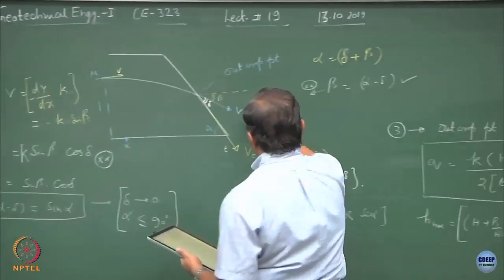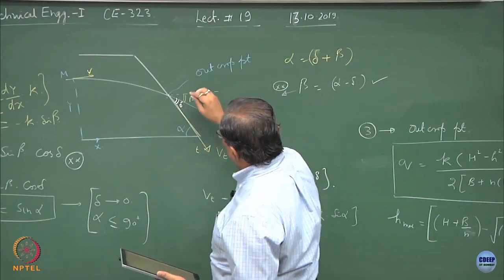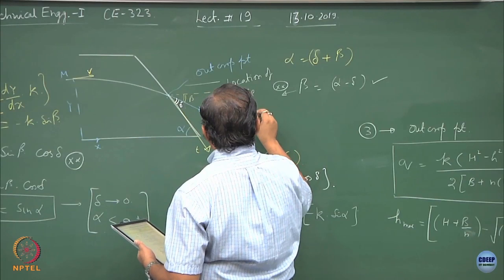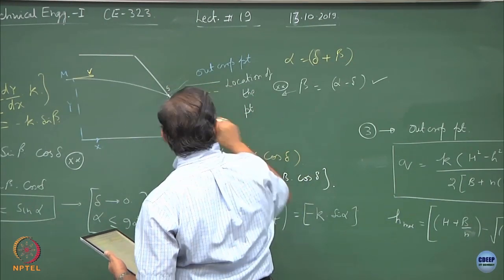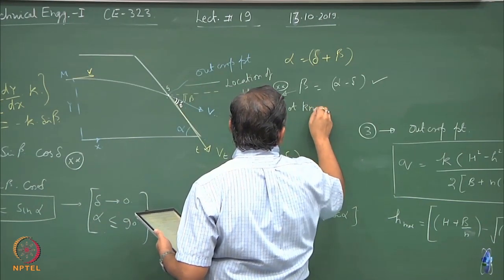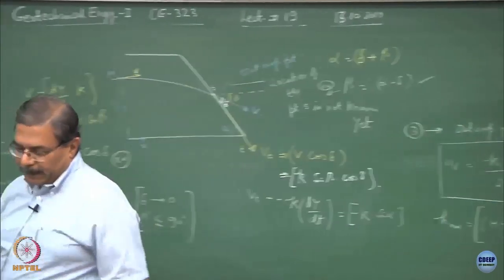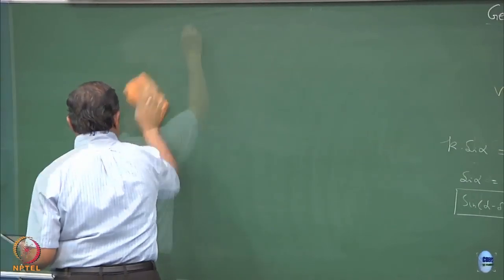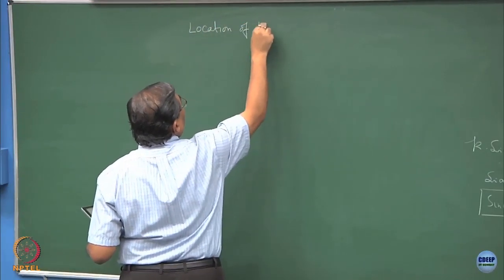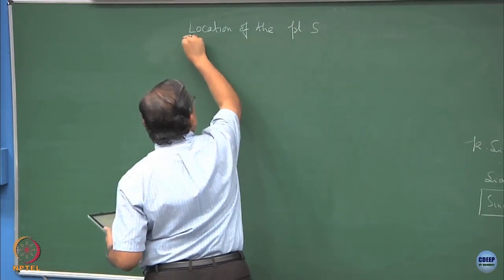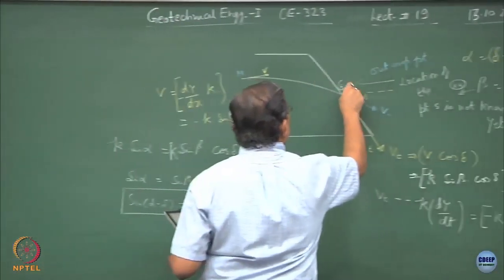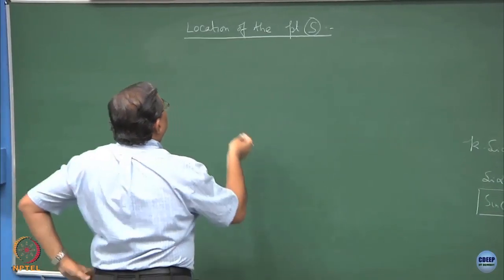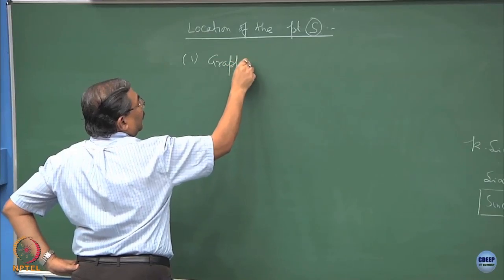So, what we have done is we have talked about the velocity at the outcrop point. We do not know what is the location of this point still. So, location of the point O, or let me put it as S, is not known yet. So, we will try to find it out. Now, there are different methods of finding out the location of the outcrop point. So, this is the point S. One of the simplest methods is you adopt the graphical method.